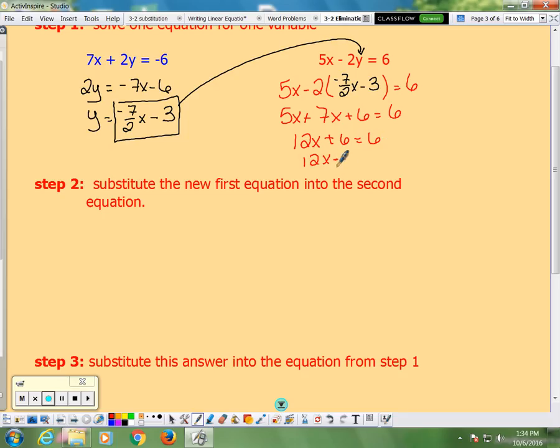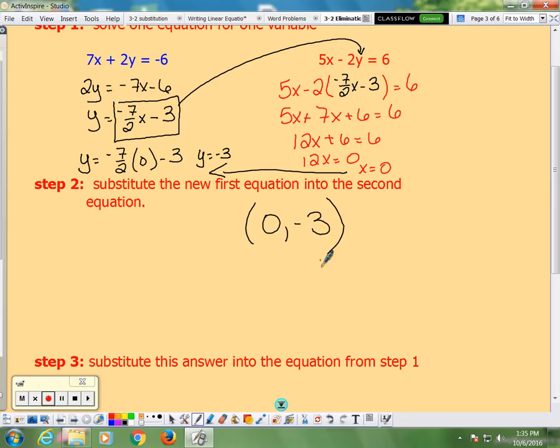I get 12x equals 0. I divide, I get x equals 0. I believe that was true when we just finished graphing. So what happens when I take that 0 and plug it back in? Well, I come back over this way, and I end up with y equals negative 7 over 2 times 0 minus 3. Well, negative 7 over 2 times 0 is just 0, so I get y equals negative 3. So when I do all that, I get an ordered pair of 0, negative 3, which matches what we got on the first slide.